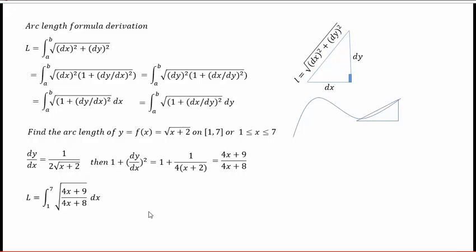Now integration is not our concern right now. We just want to see how to formulate and how to write down the arc length formula when a function and its interval are given.